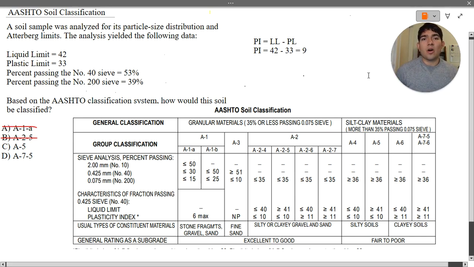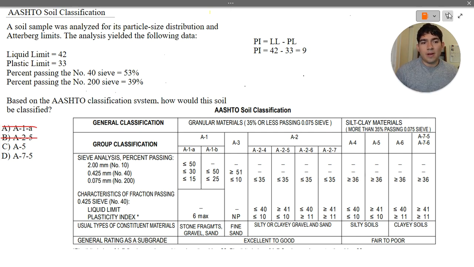So now that we know our plasticity index, we can take a look at our remaining choices of A5 and A7-5, and we see that the only one that can be in line with our soil is A5, because this one has plasticity index less than or equal to 10, and this one has plasticity index greater than or equal to 11, so it can't be this one. Therefore, after all of the classification is complete, we know that the multiple choice answer is C.